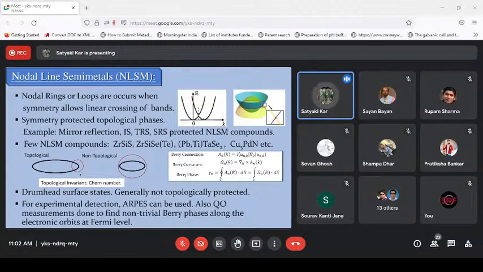But the thing is that their surface states, which are drumhead surface states, because it looks like a drum head, don't always show topologically protected behavior. So a typical experimental tool like ARPES sometimes cannot very nicely determine the topological nature of this kind of compounds. Rather, if you consider quantum oscillation measurements, by drawing something like a Landau fan diagram, we can very easily calculate the Berry phase, and we can see whether that is zero or non-zero, and then from there we can understand the topological nature of such systems. So that's why this quantum oscillation measurement is very special for nodal line semimetal systems. That is one special connection between these two.